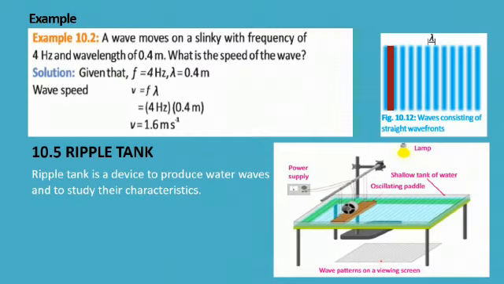Let us solve an example. This example says a wave moves on a slinky with the frequency of 4 Hz and wavelength of 0.4 meter. What is the speed? अभी जो फॉर्मूला हमने प्रूव किया उसी की हेल्प से हम इसको सॉल्व करेंगे. Frequency is 4 Hz, wavelength is 0.4 meter. Formula is V equals the product of frequency into wavelength. Frequency is 4 Hz, wavelength is 0.4 meter. Its wavelength, that's why its unit will be meter, and finally their product will be 1.6. You have found the velocity, so that's why the unit will be meter per second.